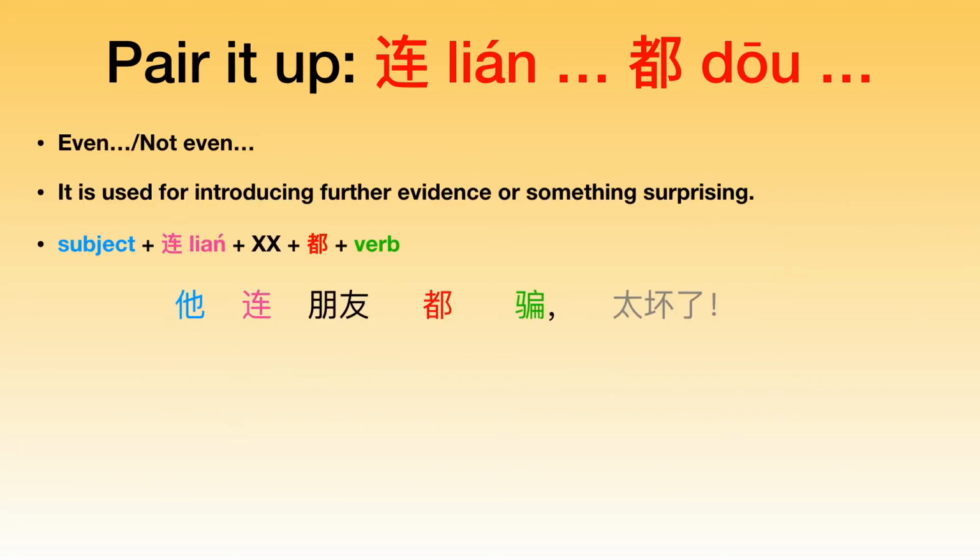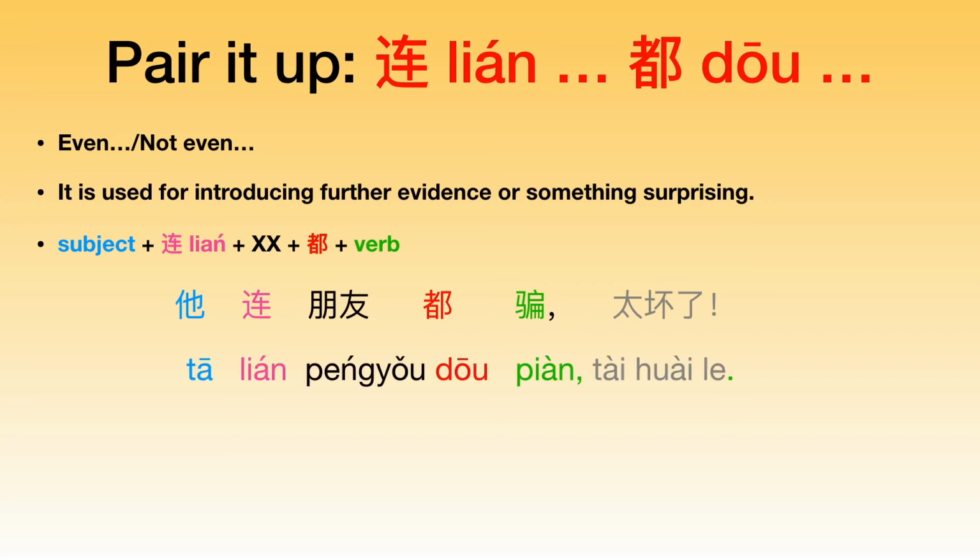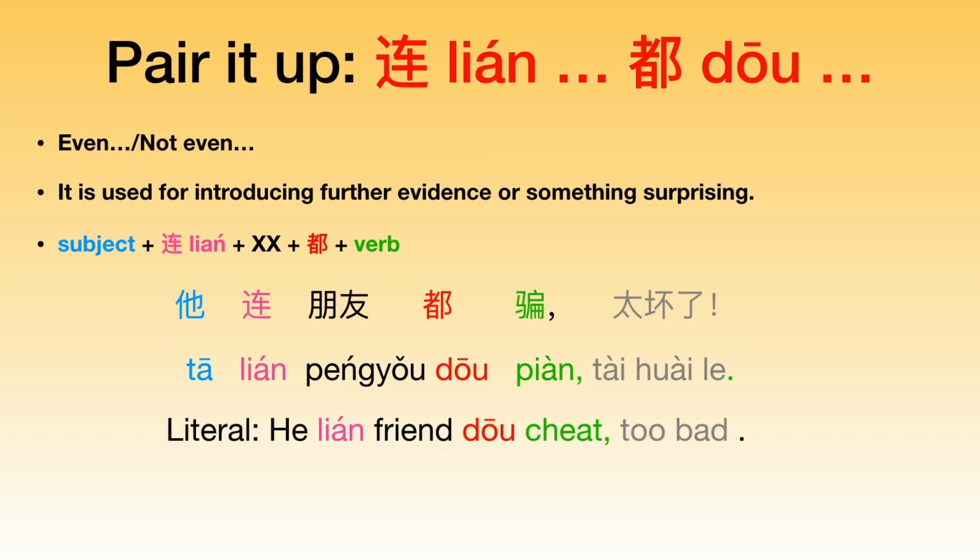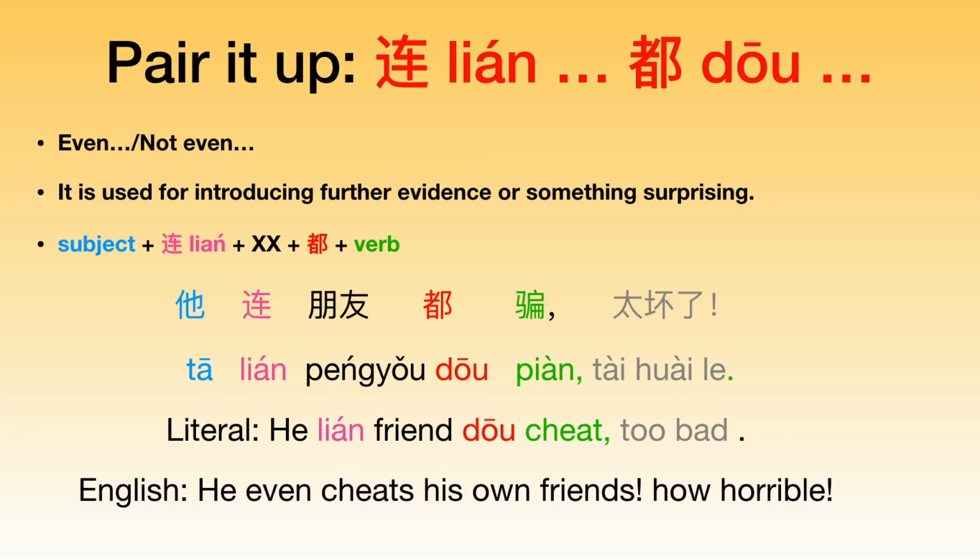So let's do another one with a negative one. 他连朋友都骗，太坏了。So literally it means he 连 friend 都 cheat, too bad. He even cheats his own friends. How horrible. So here, friends are supposed to be on your side, right? But he doesn't even have basic human decency, to cheat his own friends. That's too horrible, right? So this information is quite surprising, and also it's like further evidence of how horrible this person is, right? So we can vomit on him.